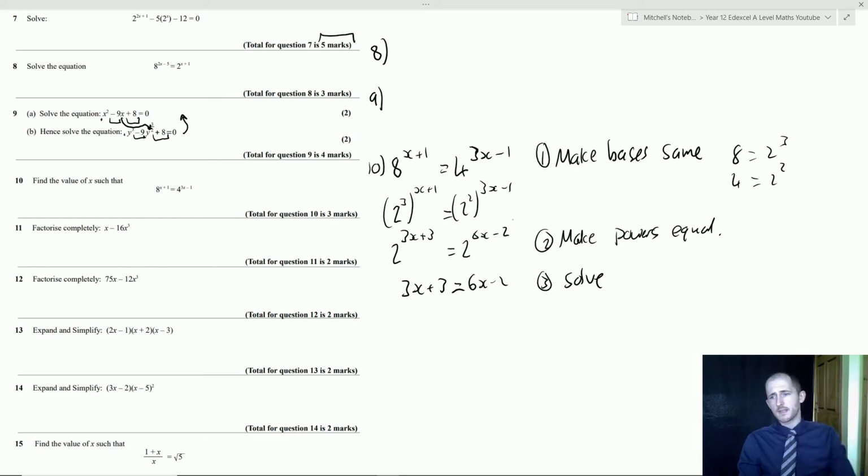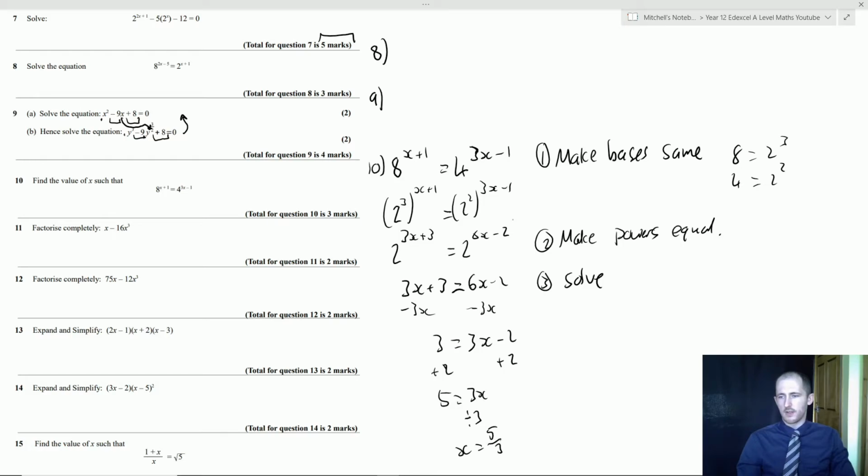And the third step is solve. So bring all the x's to one side. This is the smaller x, so let's subtract 3x on both sides. We have 3 equals 3x minus 2. Bring all the numbers to one side. So if we want x on the right side, let's move it to the left. We have 5 equals 3x. Divide both sides by 3, and we get x is equal to 5 over 3. And that is our answer for that one. Again, 3 marks, and there's 3 steps, so it's not too tricky, I hope. Give me a second just to copy that down.